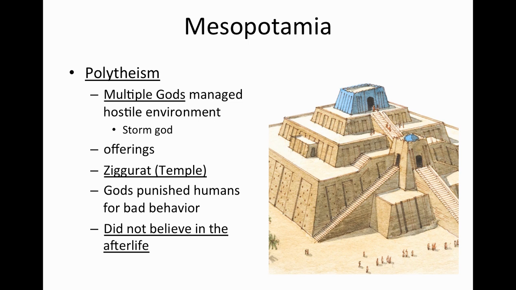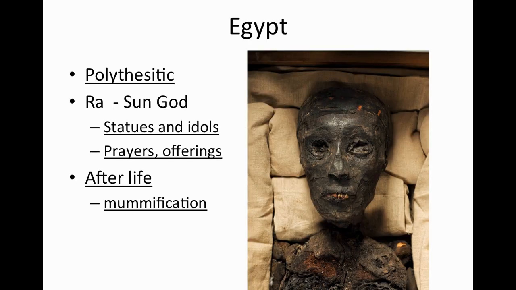All right, Mesopotamia was polytheistic, multiple gods. Temples were used for offerings. It was believed that God would punish humans for bad behavior, hence why you might have drought or war or some other kind of natural disaster. But the idea of an afterlife was not something that the people of Mesopotamia believed, and that was more common in Egypt, right? So this is a ziggurat. In Egypt, again, they were polytheistic. They did believe in an afterlife. How do we know? Because of the mummification process. They would use statues and idols and prayers and offerings to appease their gods, like Ra, the sun god.